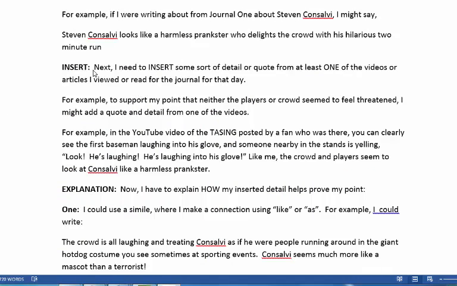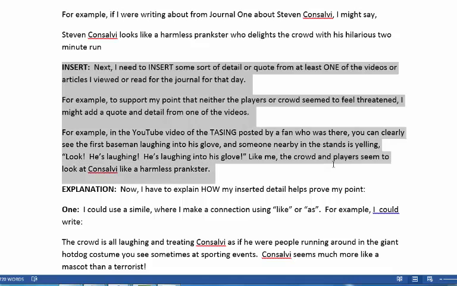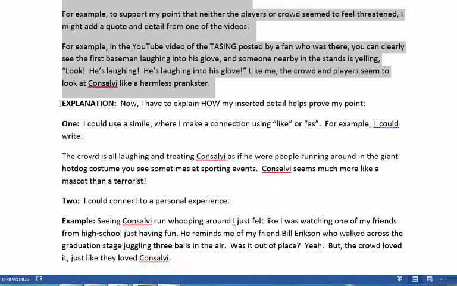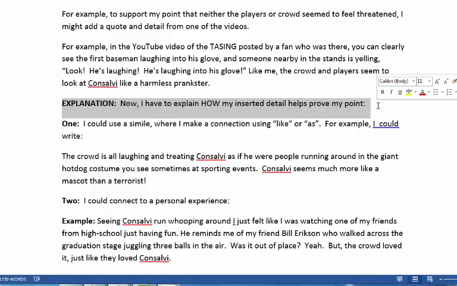So back to our PIES paragraph. Again, you are going to make a point, then you are going to insert some detail to support that point, and finally you have to explain the point. And this is the most challenging part of a PIES paragraph: figuring out something that will help explain how your details support your point.